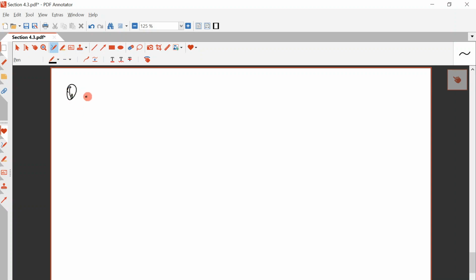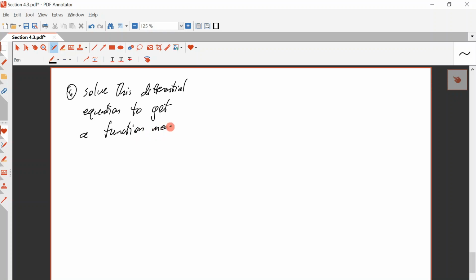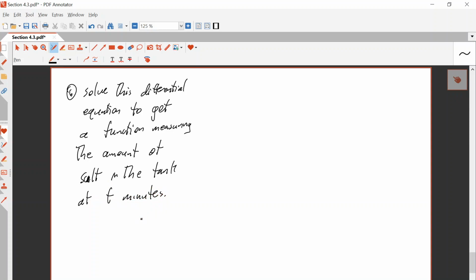Part B, solve the differential equation to get a function measuring the amount of salt in the tank at t minutes. Right? So what do we have?